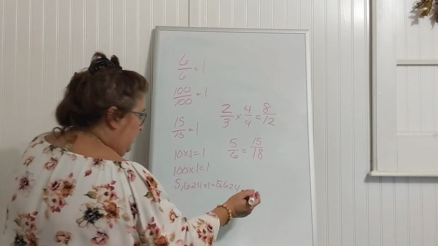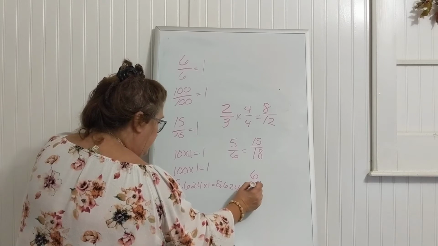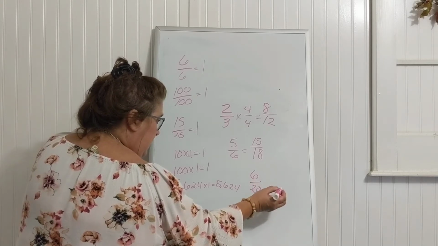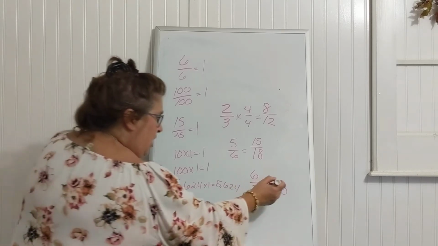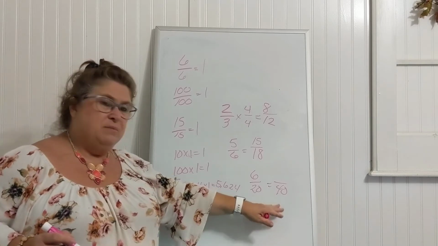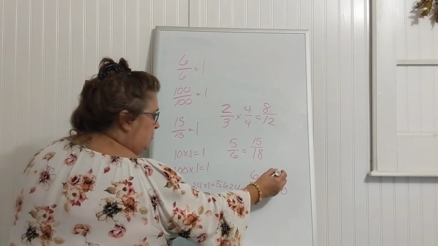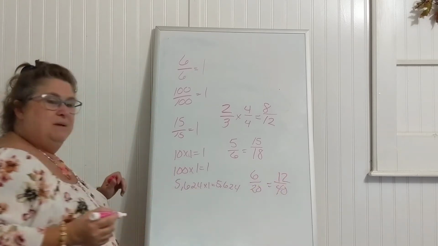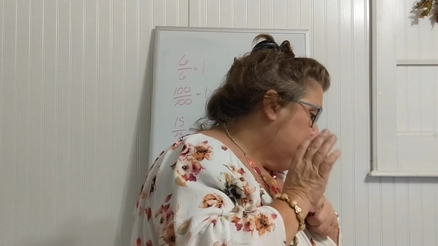Let's do another one where they're giving us a number. Let's say we have 6/20, and over here they've given a 40. They've given us the denominator of 40, and they're telling us to make equivalent fractions. 20 times what equals 40? 20 times 2, so 6 times 2 equals 12. We just made equivalent fractions. So it really is very, very easy, and it's cool to do as well.